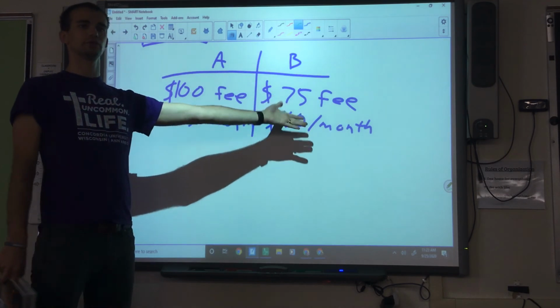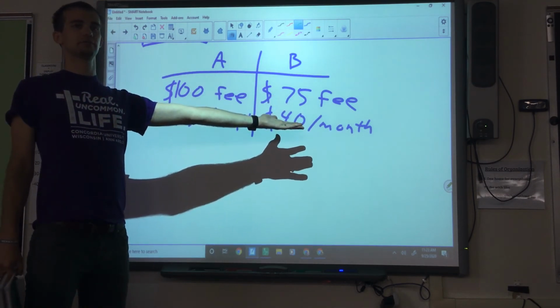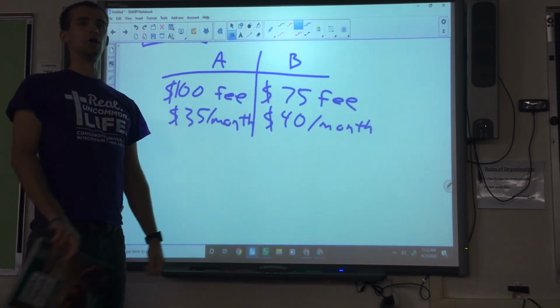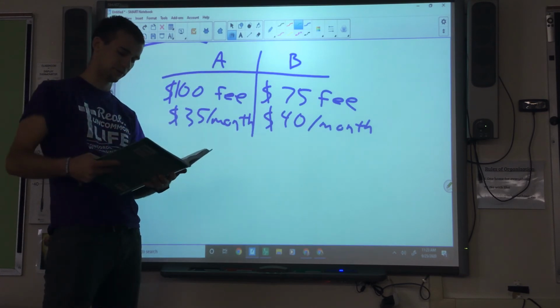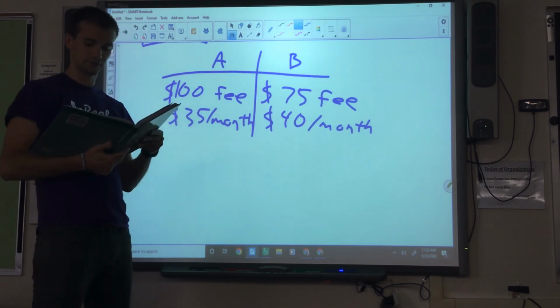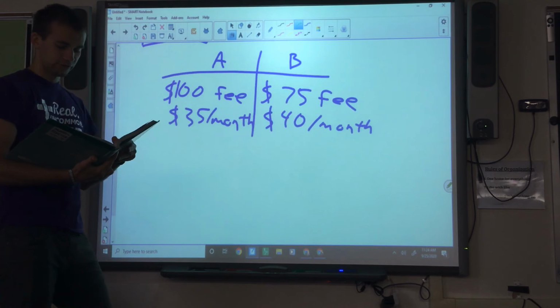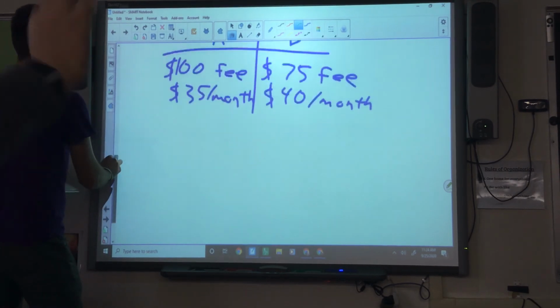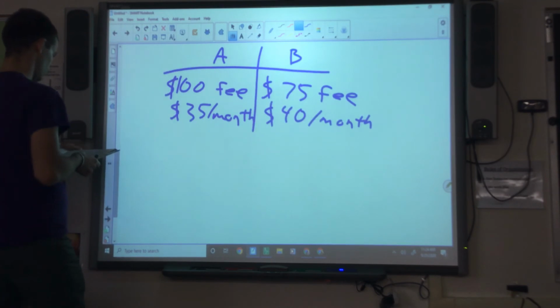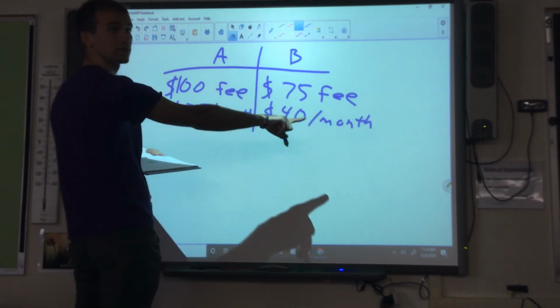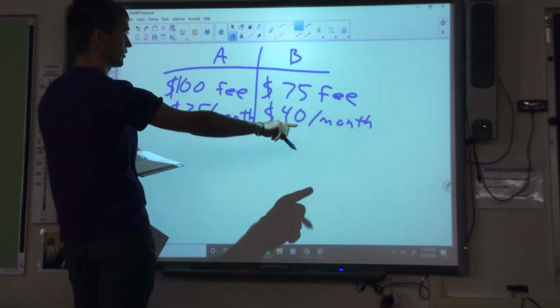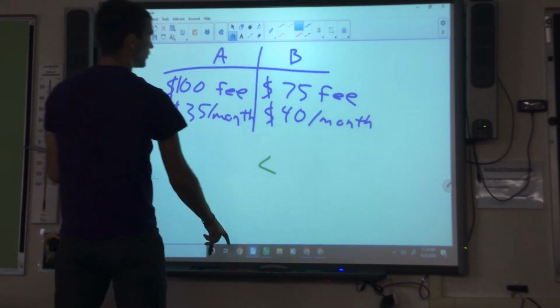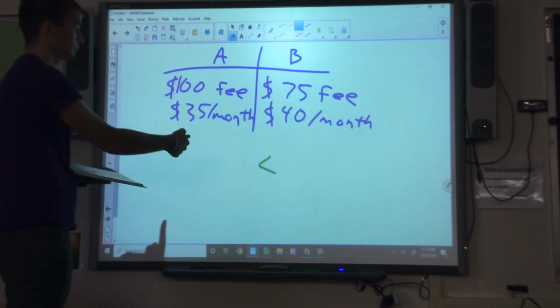So what's the best way to do it? Just guess and check? No. You know how I feel about the guess and check method. I don't like it at all. It's awful. Alright, so you can set up an inequality. We know this one's going to be more at first, or this one's going to be less at first, but we want to know when this one is less.